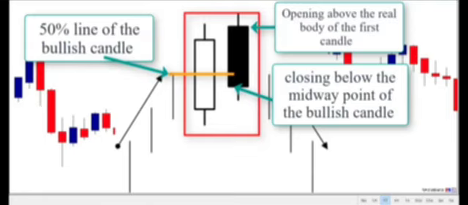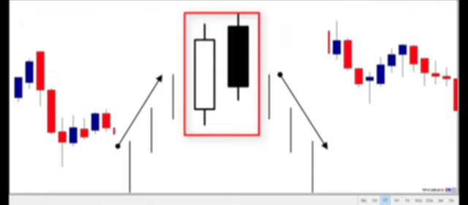Let's consider the psychology of the dark cloud cover. Who is in control of the market, buyers or sellers? The name of the pattern gives a good hint. What comes from dark clouds? Rain, right? And what does rain do? It falls. This is why it is considered a bearish reversal pattern.